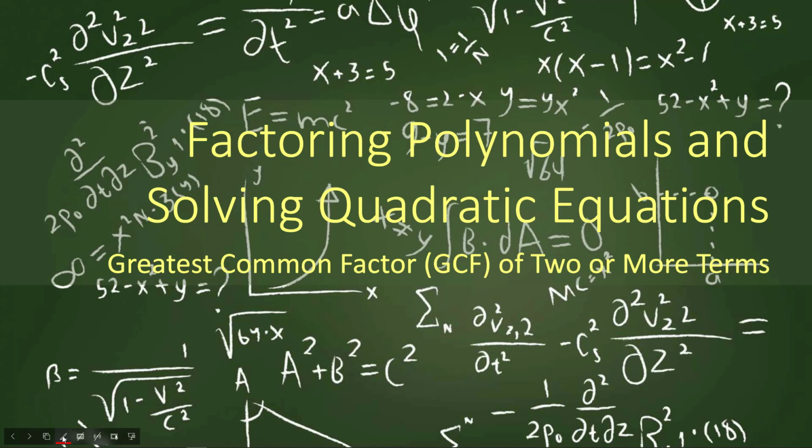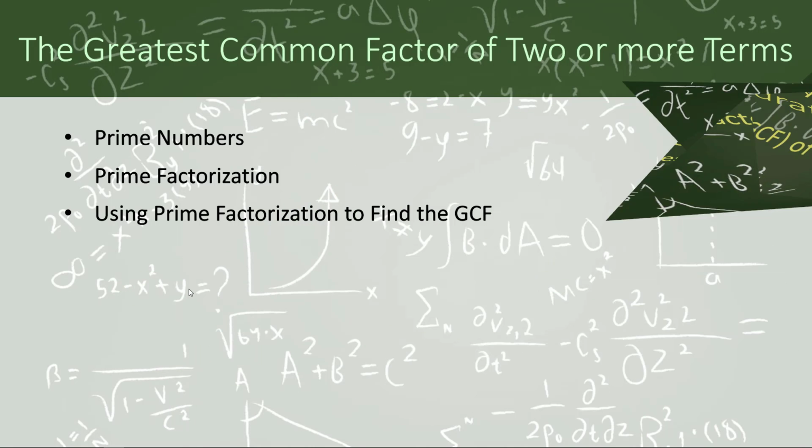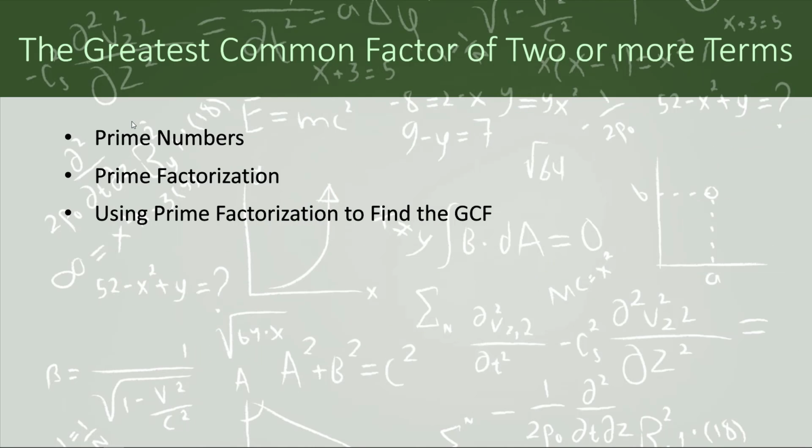Everybody. The purpose of this video is to go over the first part of section 1 in chapter 6, which is entitled The Greatest Common Factor of Two or More Terms. In this section, we are going to talk about prime numbers, prime factorization, and we're going to use prime factorization as a tool to find the greatest common factor of two or more terms, where that term may contain not just integers but also variables.